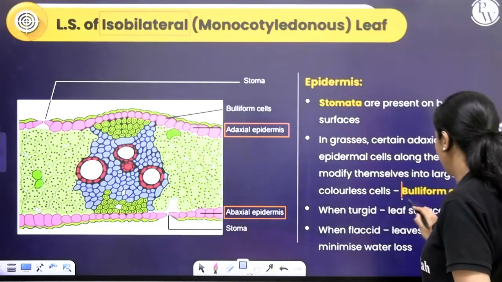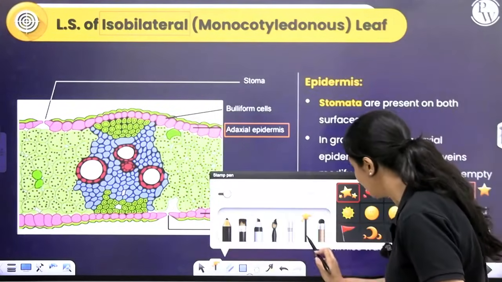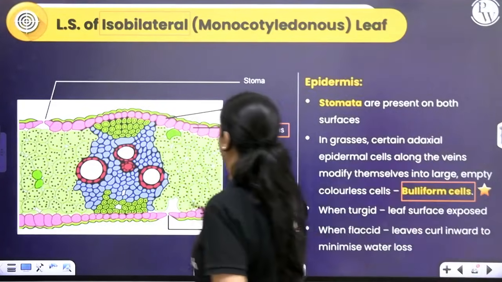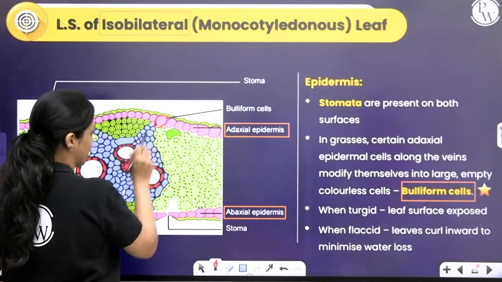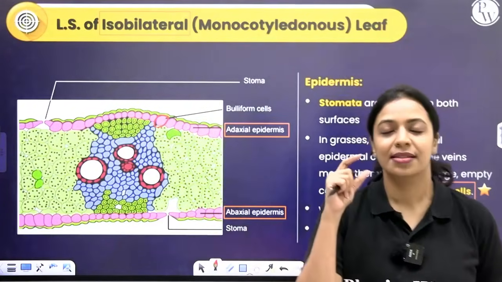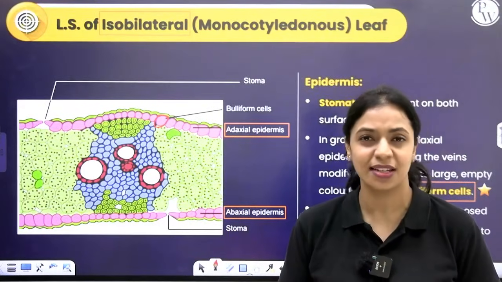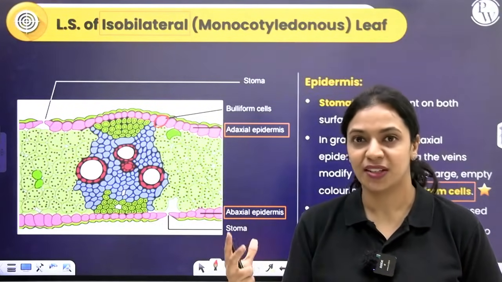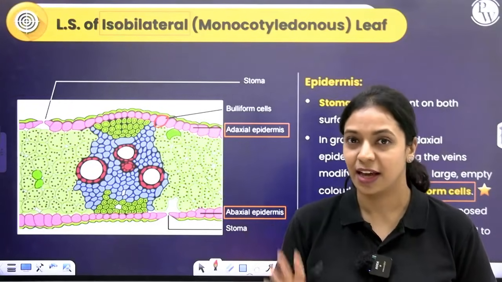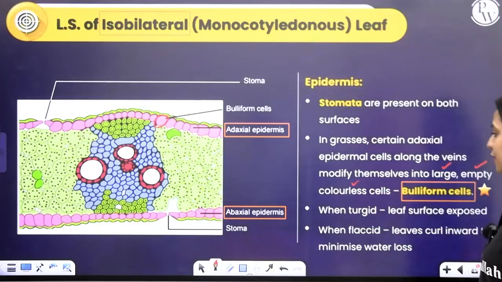One important thing about leaves in monocots or grasses is the presence of a special type of cell called bulliform cells. Okay, so here you can see how very close to the vascular bundles, very close to the xylem, in the adaxial epidermis, some of the epidermal cells are modified. They look different from other epidermal cells in some ways. They become larger than the other epidermal cells and colorless and empty. They are called bulliform cells. Okay, they are large, empty and colorless cells.